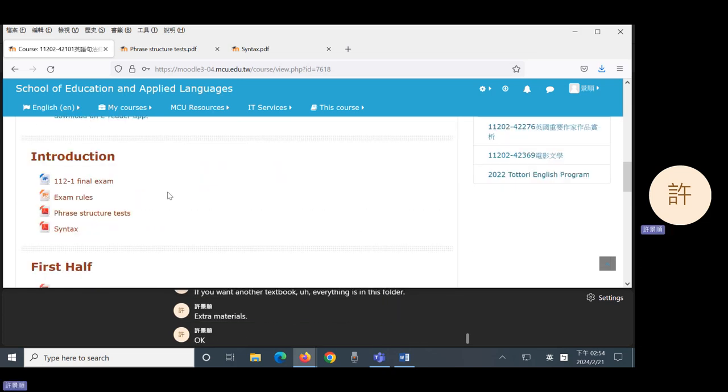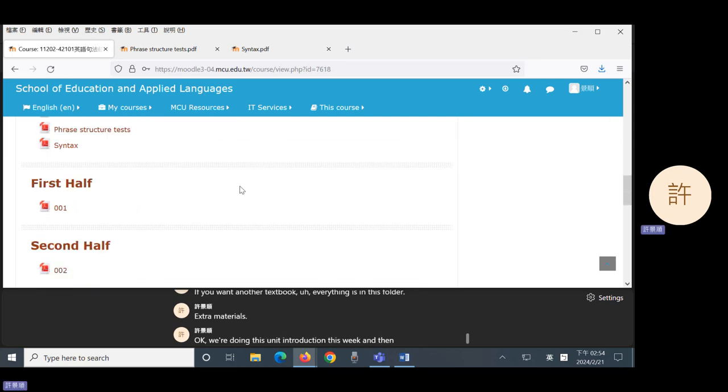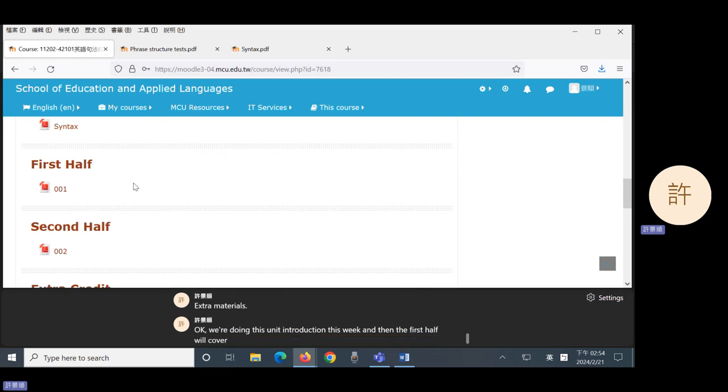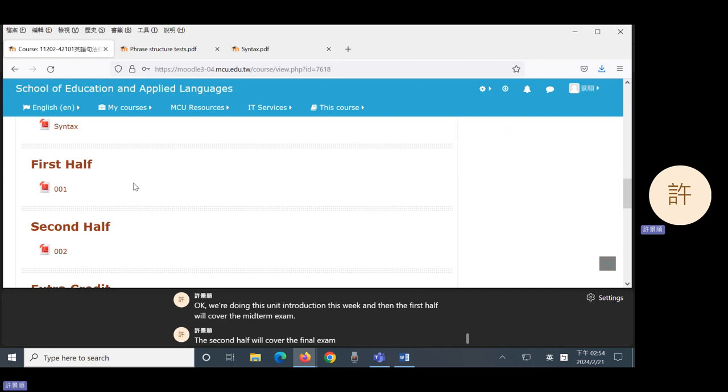Okay, we're doing this unit, introduction, this week. And then the first half will cover the midterm exam. The second half will cover the final exam. These are two halves of the whole big handout. As you can see, there's a stack of handouts in front. That is the first handout. I will pass that out later.